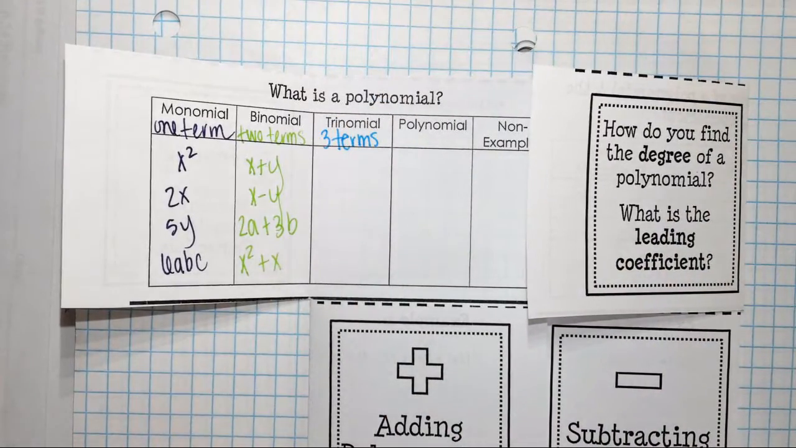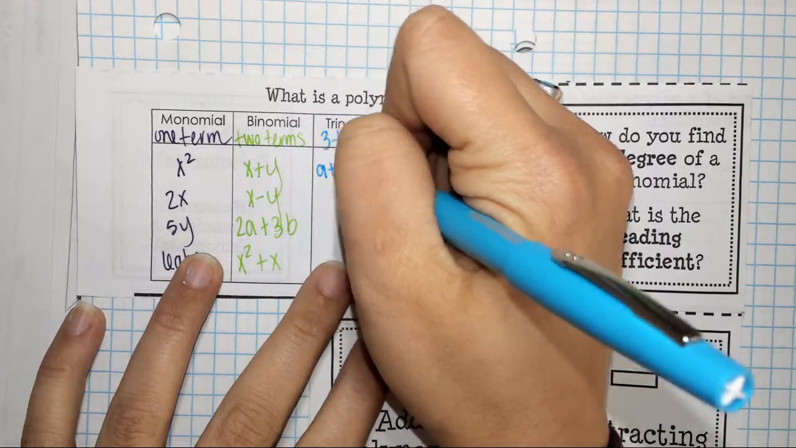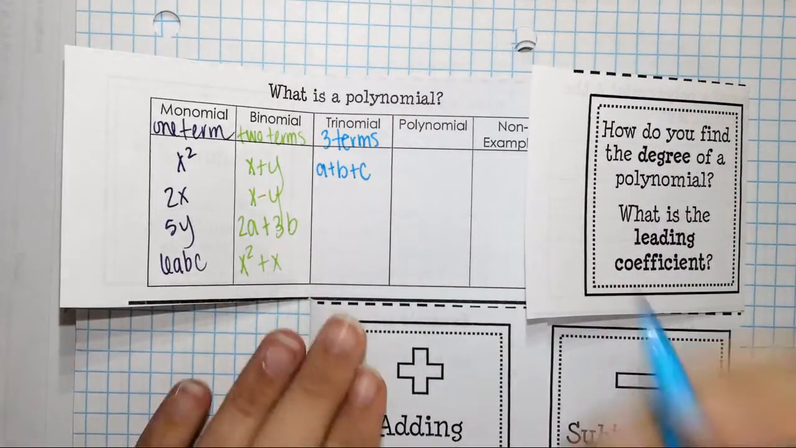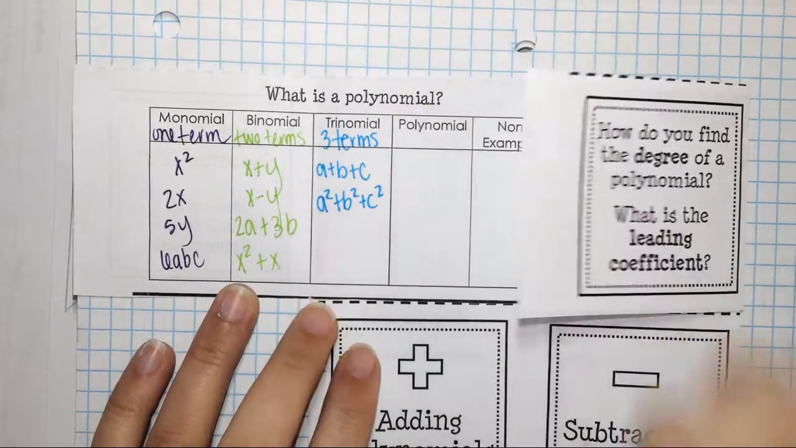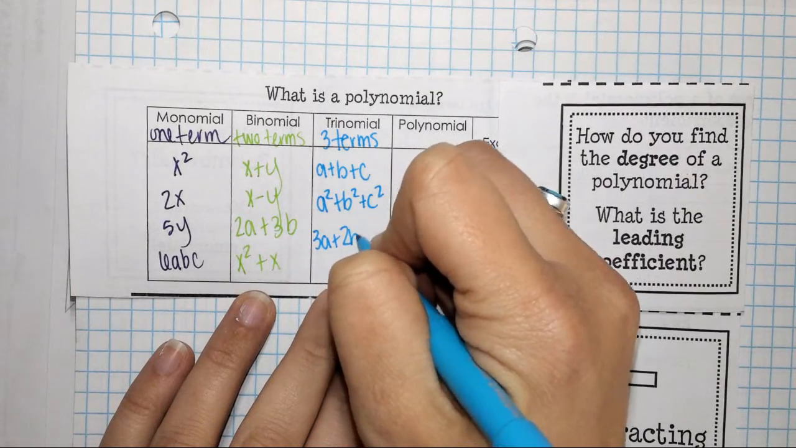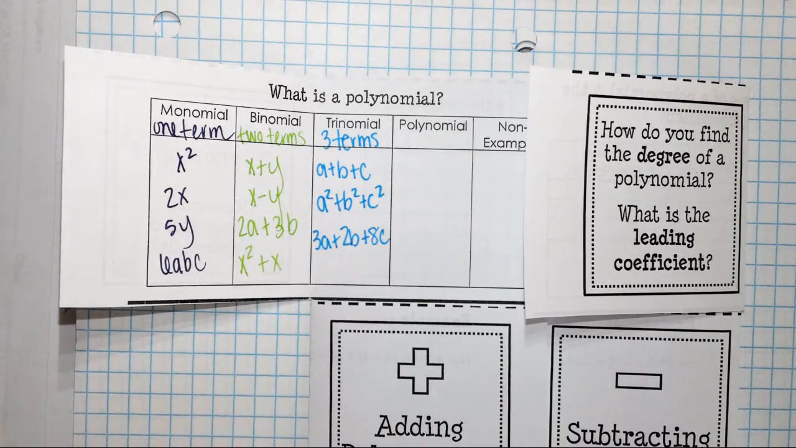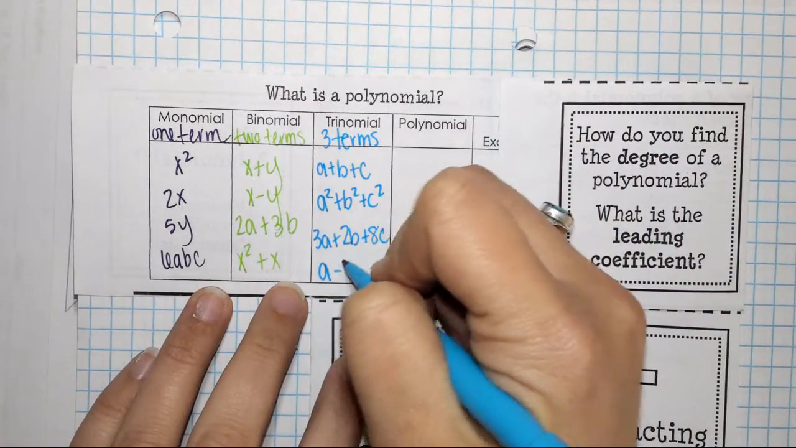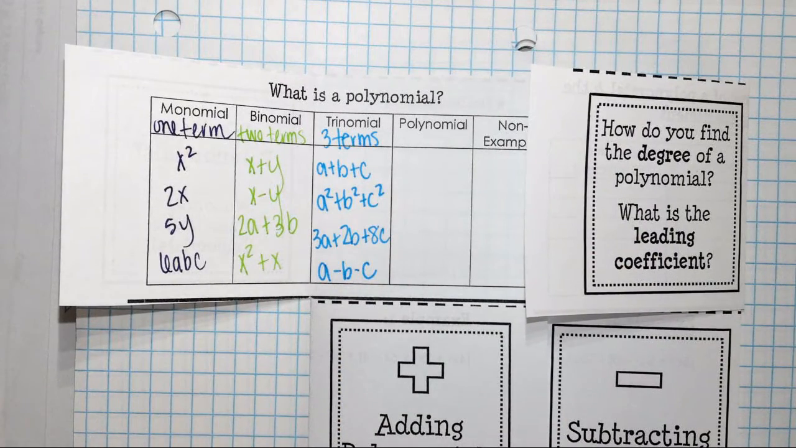Alright, give me an example of a 3-term polynomial. A plus B plus C. Look at you go. Take a point. Owen, did you have one? A squared plus B squared plus C squared. Look at you go. Take a point. 3A plus 2B plus 8C. Take a point. A minus B minus C. Look at you go. Take a point.